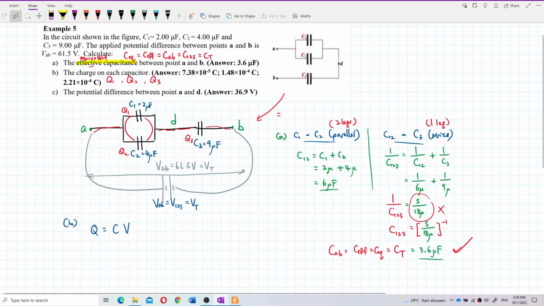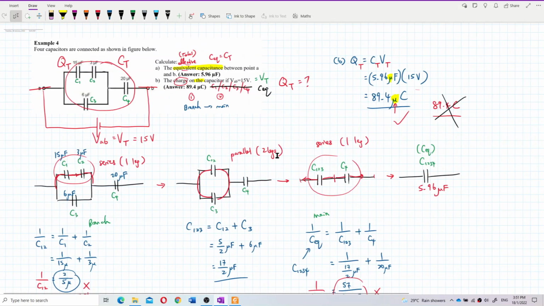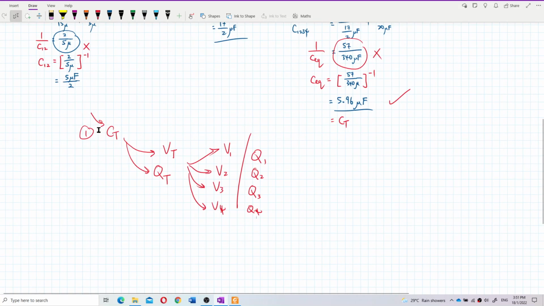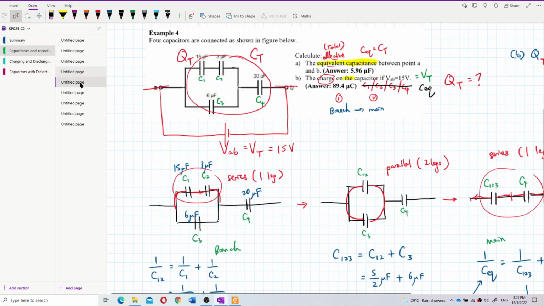As I told you in the example before, we always find the total capacitance first. After we get the total capacitance, we can get the total voltage or total charge. And from there we can find each individual capacitor charge, Q1, Q2, Q3, Q4, or the voltage also. That's the flow of work. The total capacitance is always the first step, the next step is to find the total charge or total voltage, and then this is the last part. I hope you know the flow of work.